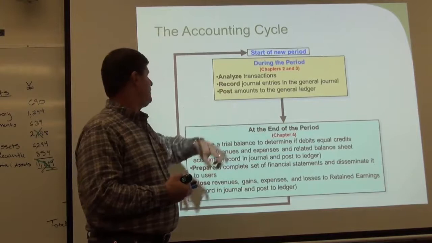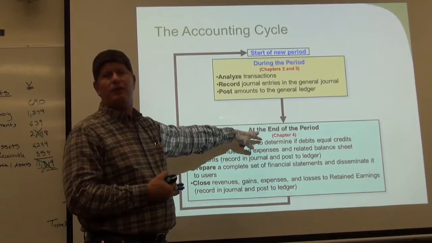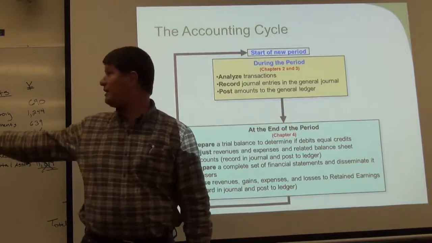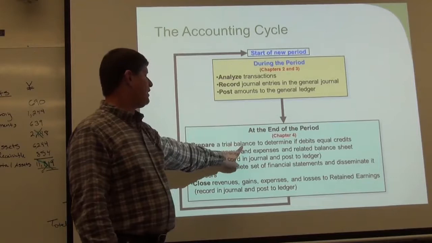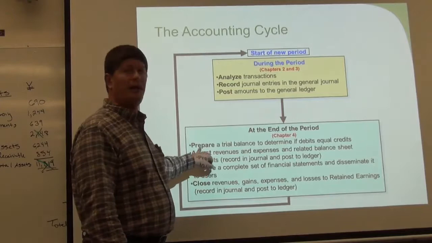At the end of an accounting period, whether it be a month, a year, or whatever, you take all of your general ledger accounts, all of your key accounts, and you pull the totals out. Did we do a trial balance last time? Yes, we did, right? Okay. So you pull the balances from all of your accounts, and you prove that all your debits equal all your credits. That's a trial balance.